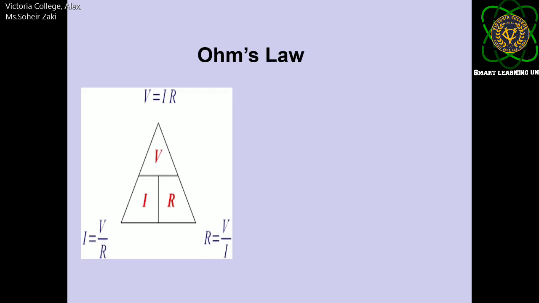From this triangle we can conclude three laws. If we want to calculate the potential difference between the terminals of the wire, V equals the current intensity times the resistance. If we want to calculate the resistance, R equals the potential difference V divided by I, which is the current intensity. And if we need to calculate the current intensity, we will divide V over R.